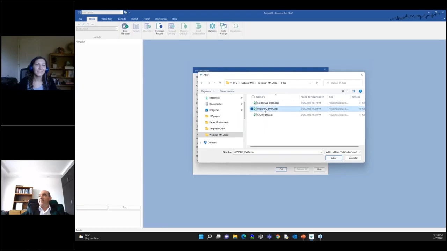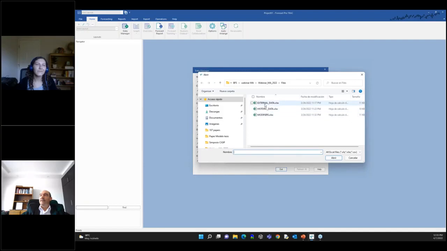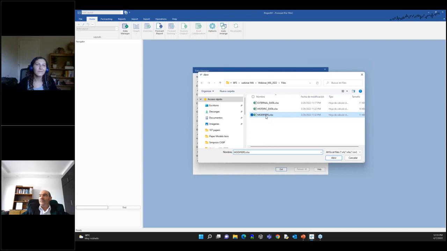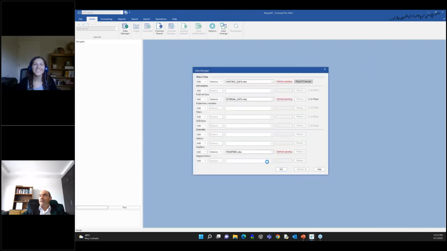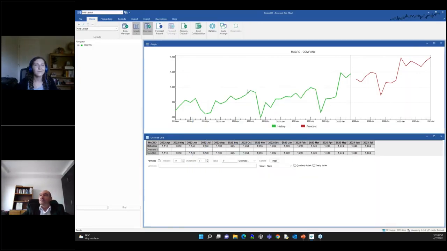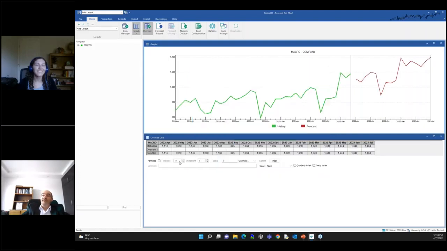Files, and I have the historical data, then the external data, and then modifiers. I'll do it quickly. I know we don't have that much time. And now I just read the data. As you can see here, when you open ForecastPro, you will have the override grid open here, but it will only have these rows, actually 3 rows, because that's the standard.